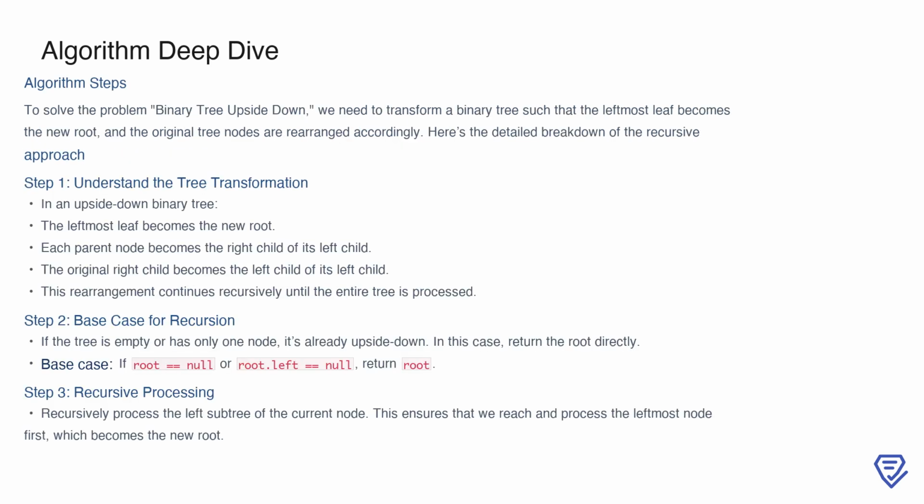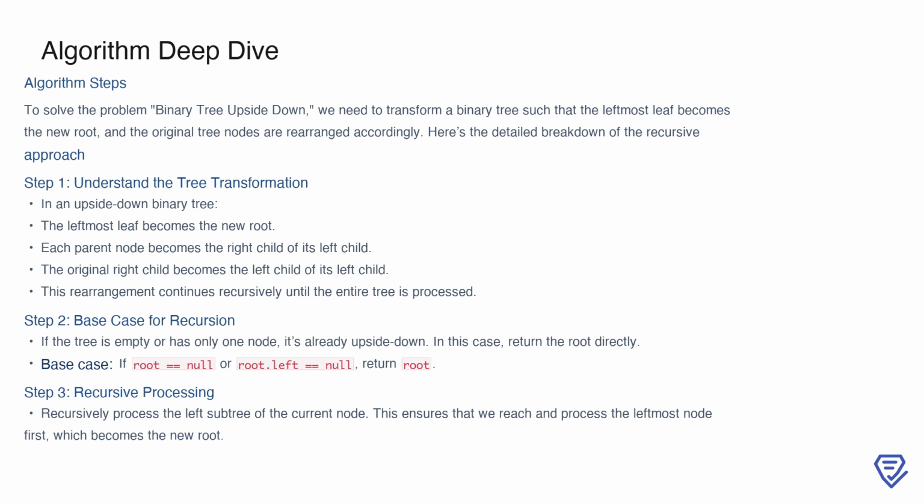To solve the problem of flipping a binary tree upside down, we need to carefully transform its structure. The goal is for the leftmost leaf of the tree to become the new root, and for the rest of the nodes to be rearranged accordingly. Here's the detailed breakdown. First, in an upside-down binary tree, the leftmost leaf becomes the new root. Then, each parent node becomes the right child of its left child, while the original right child becomes the left child of that same left child. This transformation continues recursively until the entire tree has been processed.